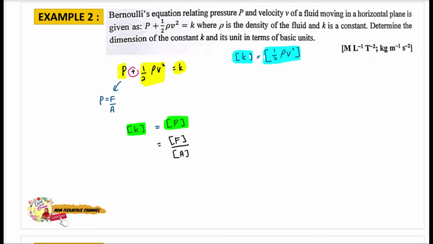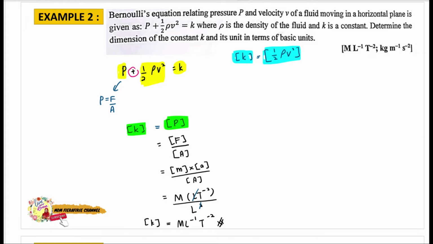Okay, so force, if you don't remember, we know F equals MA. So dimension M times dimension A, acceleration, over area. So dimension of mass is capital M, and dimension for acceleration is LT negative 2, over area which is L squared. So we can cancel out, and finally dimension K is equal to ML negative 1 T negative 2.